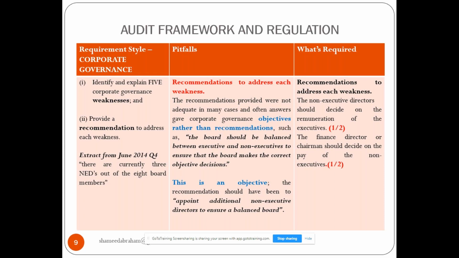It's just to say that the non-executive directors should decide on the remuneration of the executive directors, and a little bit extra in terms of the practical nature of that scenario: the chairman should decide on the pay of the non-executives. So non-executives decide on remuneration for executives and vice versa. That is a practical recommendation. That is something that you could recommend to your client. When you write recommendations in the exam, ask yourself, is this something that I could take to a client? Is it practical? Saying we should ensure that the board makes proper decisions is not practical. Ensure is an objective. Check is an objective. A recommendation ought to be something you can take to the client and they can implement it.